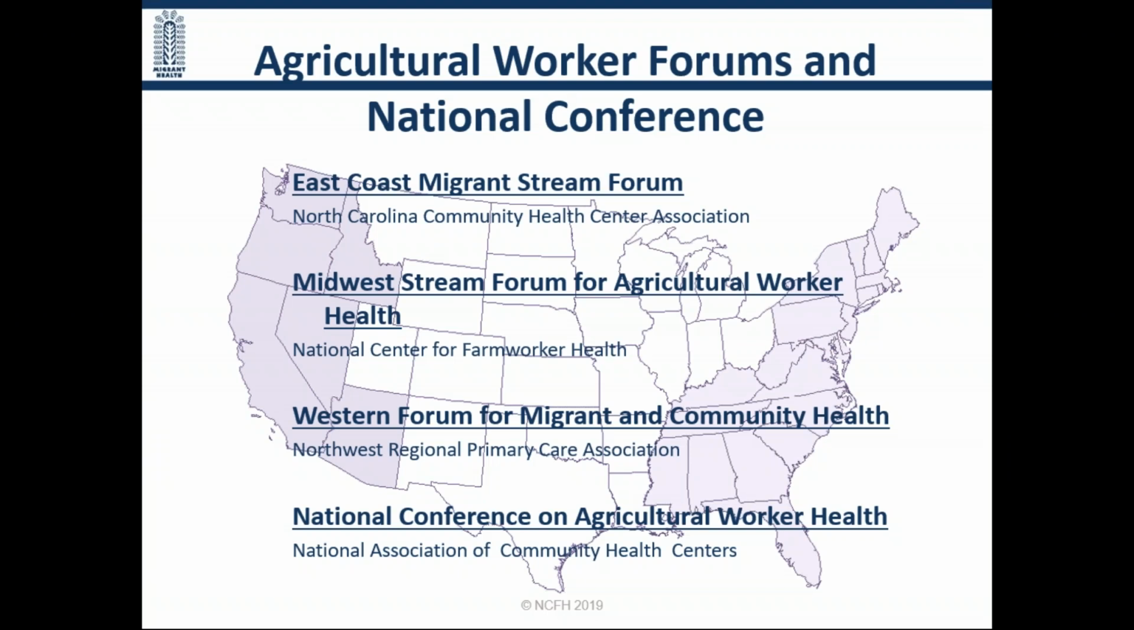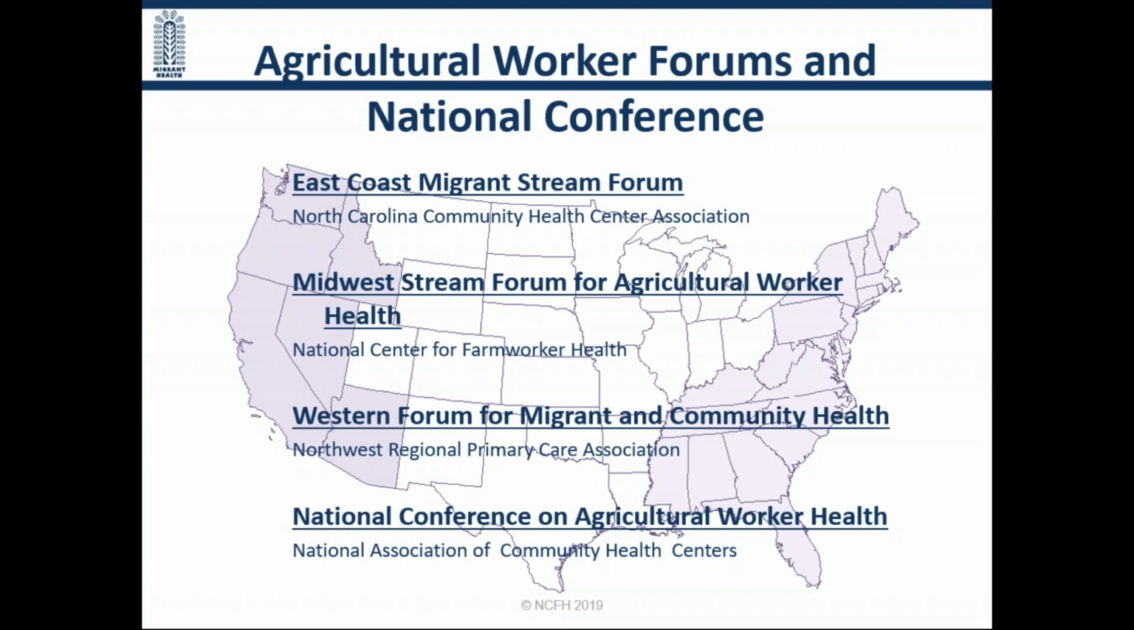I do want to point out that there are a lot of opportunities for additional training. There are several, the agricultural worker forums, and the national conference. The East Coast Migrant Stream Forum is going to come up pretty quick. Before you know it, it's in October, October 9th through 11th, in Puerto Rico. And then our Midwest Stream Forum, which NCFH hosts, is going to be in Denver, Colorado on September 24th through the 27th.